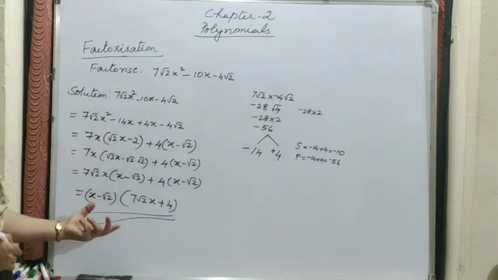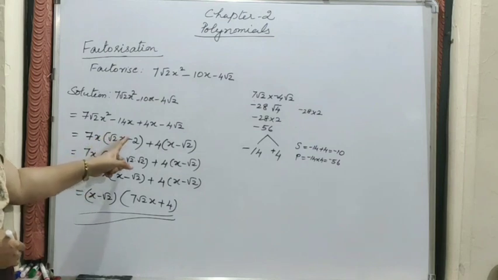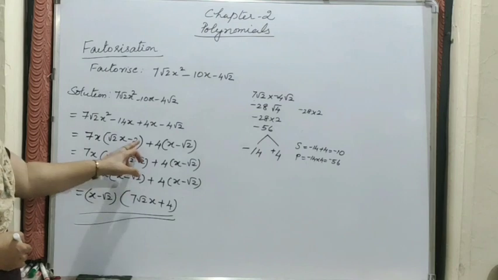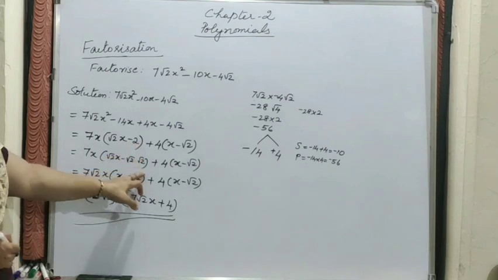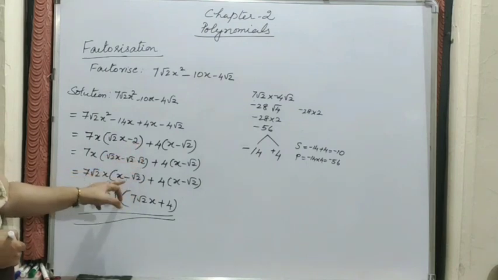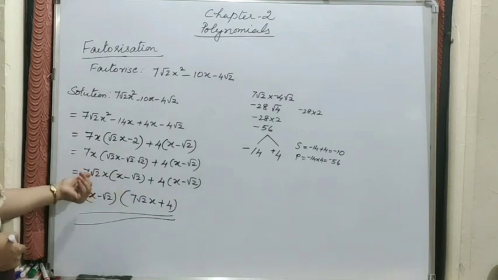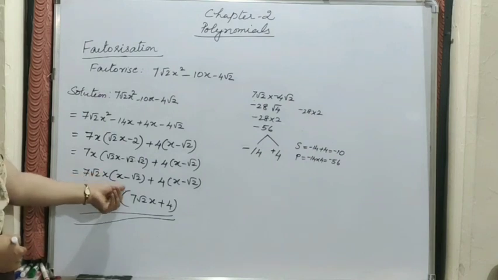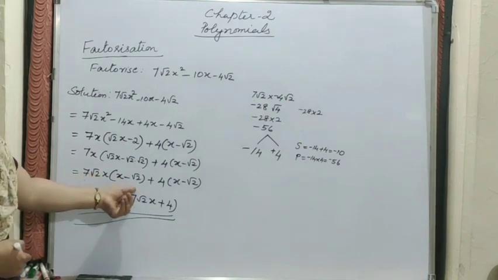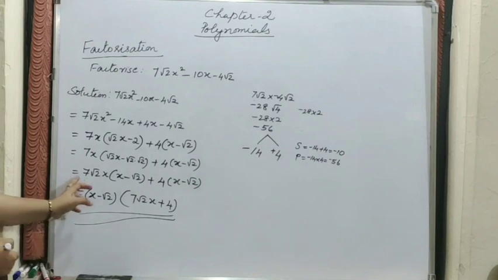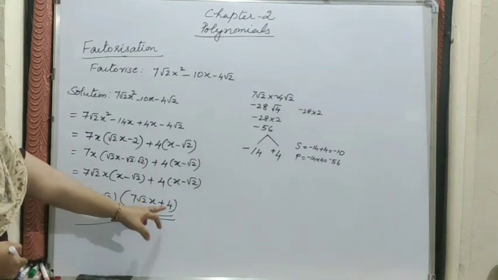Now nothing is common. So that is why we are thinking on this bracket again. Anything else left? Root 2 x minus 2 can be written as root 2 into (x minus root 2). So what happens here? Root 2 became common now. So in the next step we continue with 7 root 2 x as the common factor. Now the terms in the bracket are x minus root 2 plus 4 into x minus root 2. So again which is common? x minus root 2 is common. So the remaining terms are 7 root 2 x plus 4.